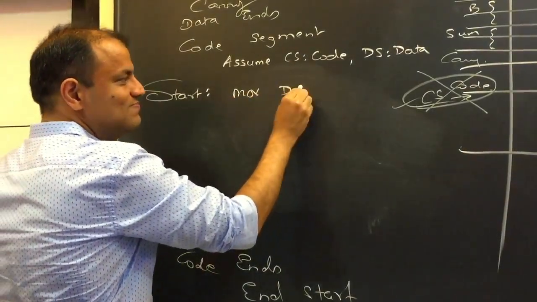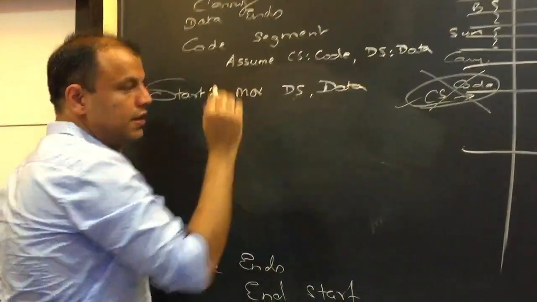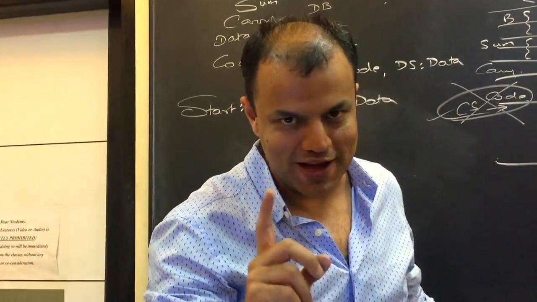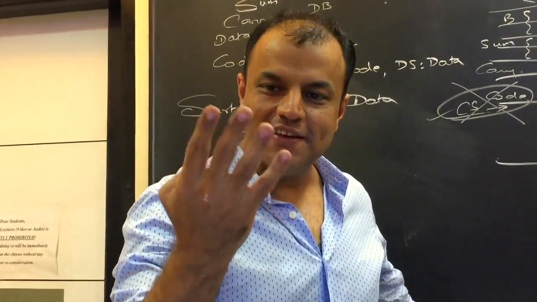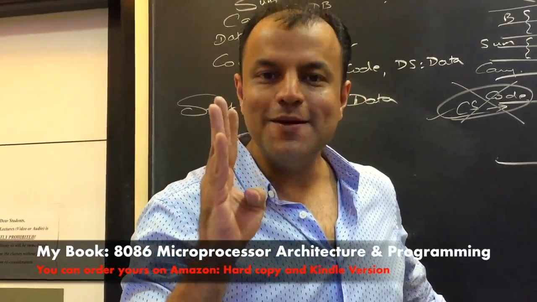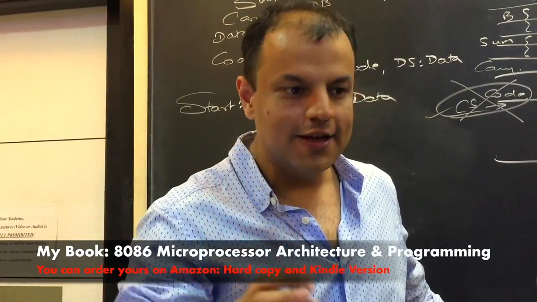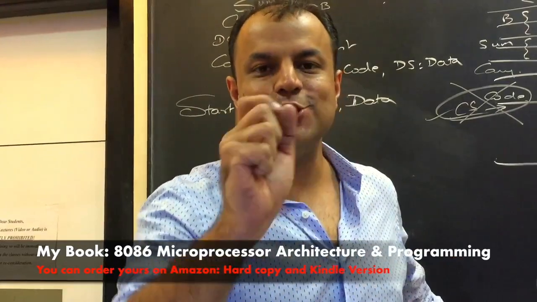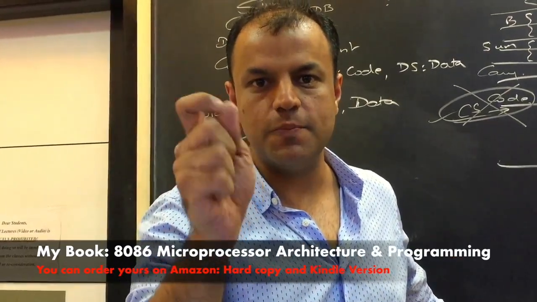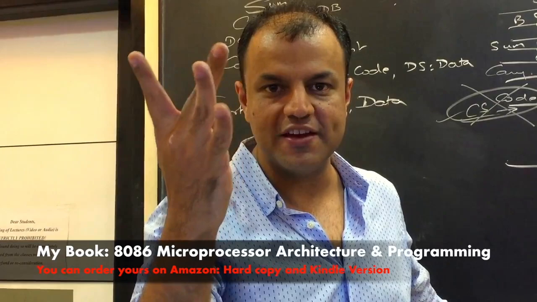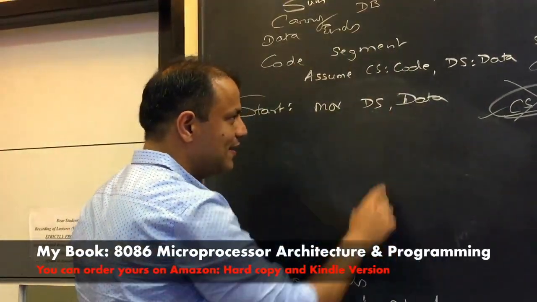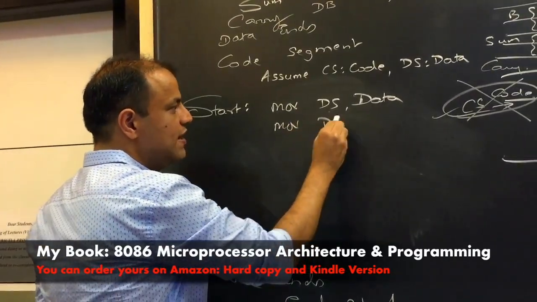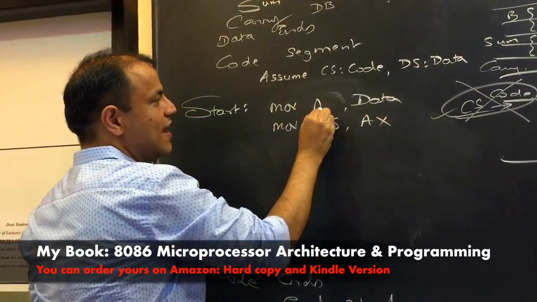You can't write MOV DS, data. DS is a segment register. You know the architecture. Please tell me you know the architecture of 8086. DS, SS, CS, ES are segment registers. Segment registers cannot be initialized directly. The only thing that can put a value inside a segment register is a general purpose register. There are 4 general purpose registers: AX, BX, CX, DX. So I cannot write data over here. I can write AX, BX, CX or DX. So what do I do? I can write MOV AX, data and MOV DS, AX.